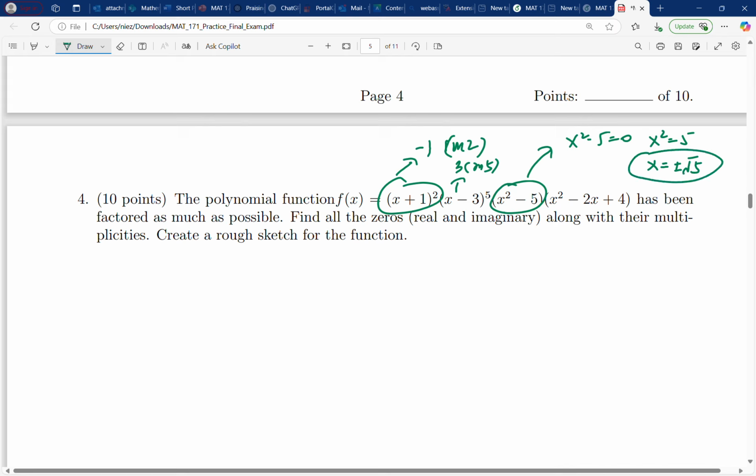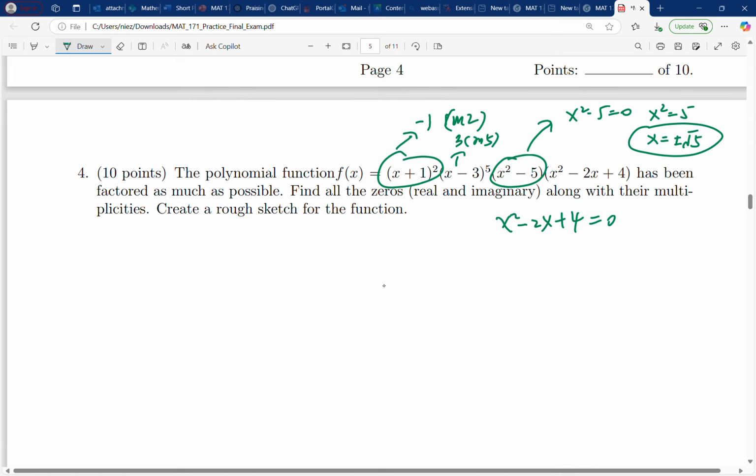This is extracting the square root. And then you let x squared minus 2x plus 4 equal to 0. This one, you're going to have an imaginary 0. So how do you solve this one? This one cannot be factored. So you can use completing the square or the quadratic formula. Here you're going to use completing the square since it's very easy.